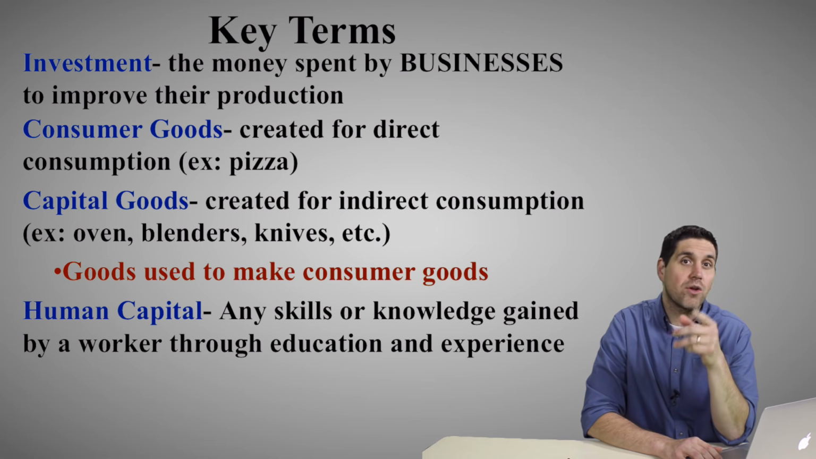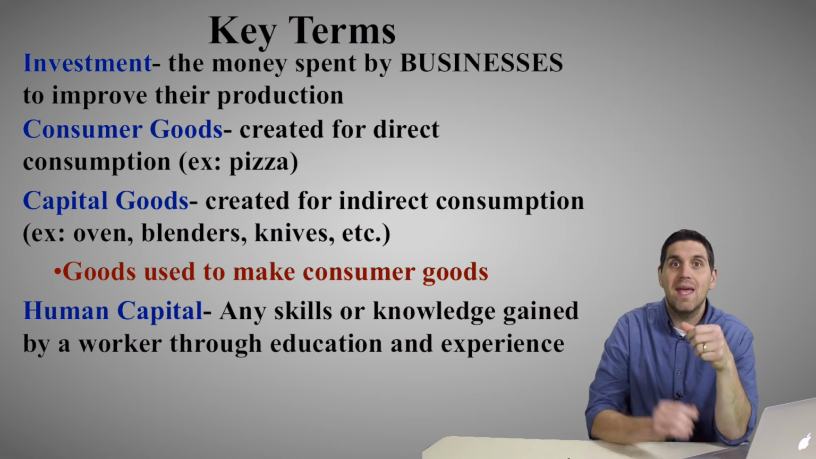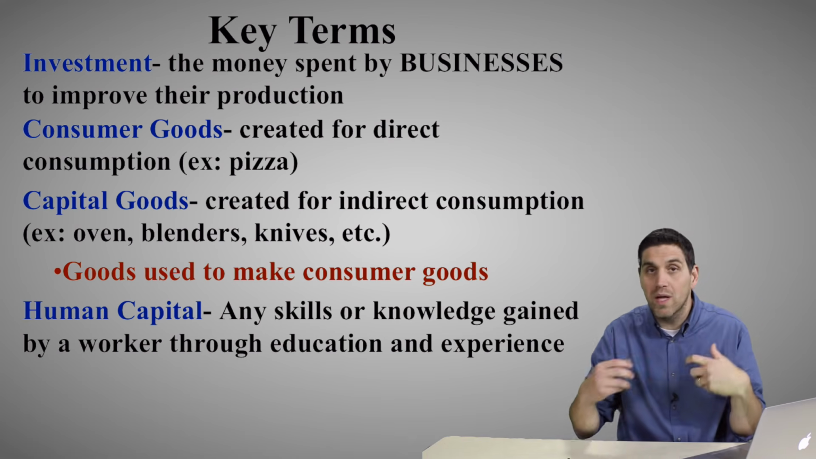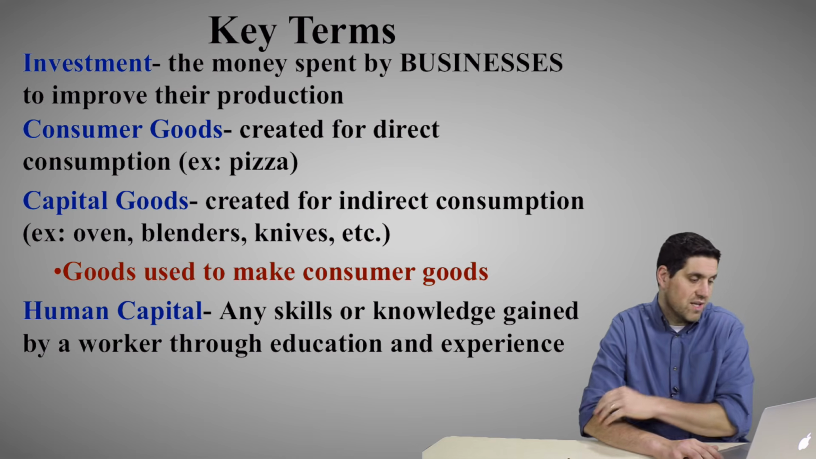Now, there's also something called human capital. Human capital is the knowledge and skills required to produce things. So like a doctor goes to school to get human capital, and you can improve those things over time.